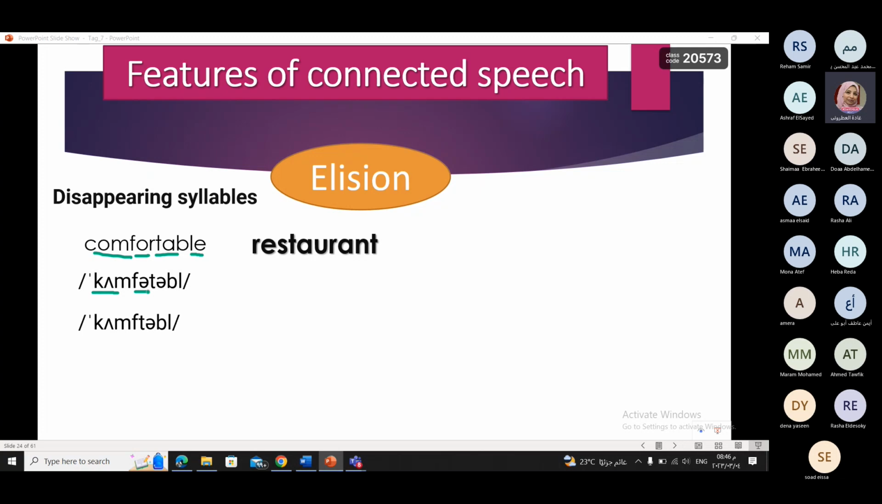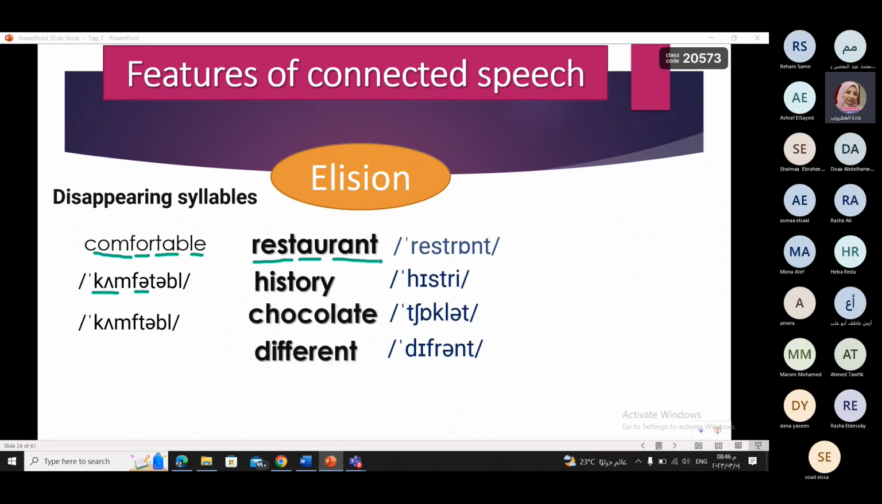Restaurant. If we read it like this, restaurant, it is three syllables. Let me show it to you. It will be like this: restaurant, right? But if we elide this syllable, it will be restaurant with two syllables. And this word, history. Although there is an O here, we say history.